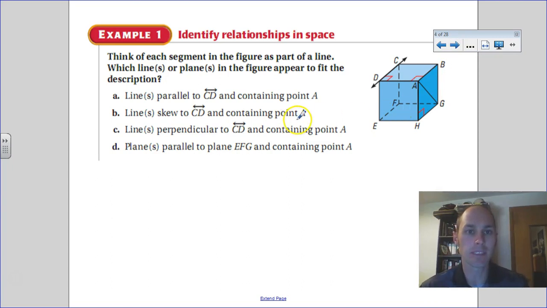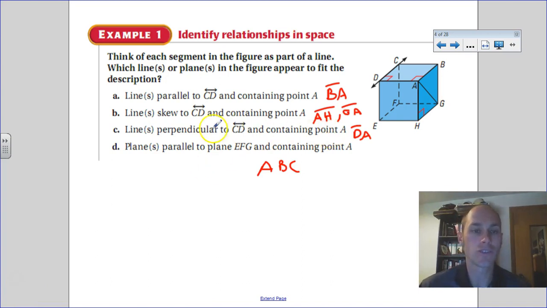Take a look at these segments in the figure here. Lines parallel to CD and containing point A. The only one parallel would be segment BA. None of the other lines would be parallel. Give me a line skew to CD. So maybe you just want to pause and see if you can answer them according to the diagram. Restart it when you're ready.